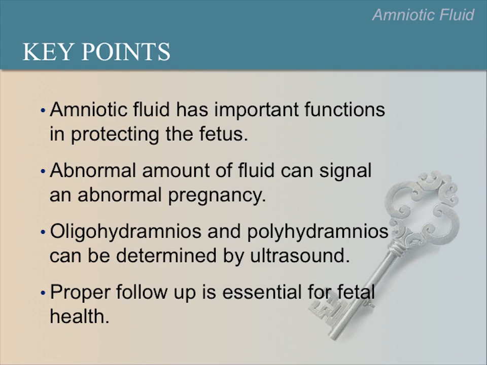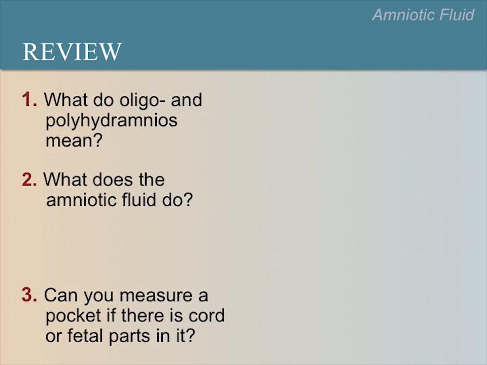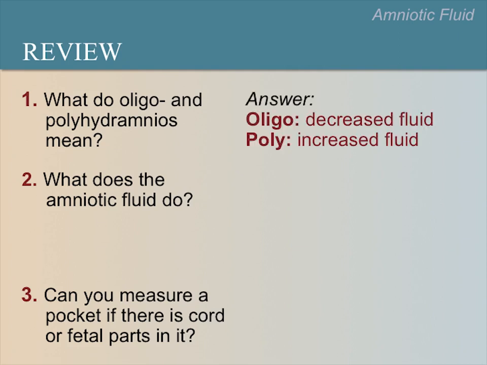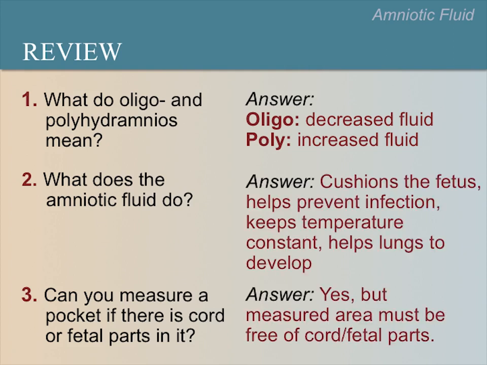What do the terms oligo and polyhydramnios mean? The answer is that oligohydramnios means decreased fluid and polyhydramnios means increased fluid. What does amniotic fluid do? It cushions the fetus, allows room for the fetus to grow, helps prevent infection, keeps the temperature constant, and helps the fetal lungs to develop. Can you measure a pocket if there is cord or fetal parts in it? The answer is yes, but the measured area of the pocket must be free of cord or fetal parts.